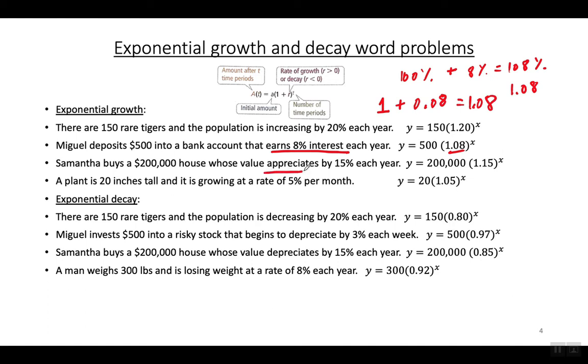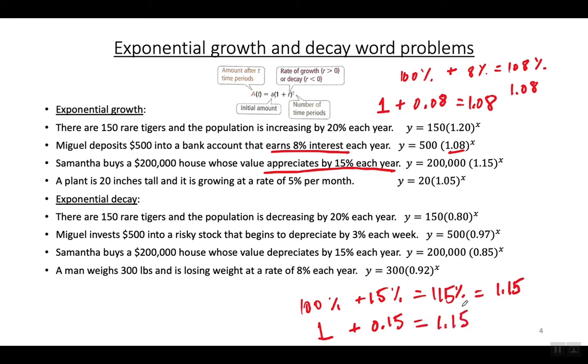All right, here, appreciates by 15% each year. Appreciates means goes up. So I can think about it as 100% plus 15% equals 115%. And when I change that to a decimal, it would be 1.15. Or I could think about it as 1 plus the rate of growth, which is 15%. But when I write it as a decimal, it would be 0.15. So that would give me 1.15. They're both the same thing.